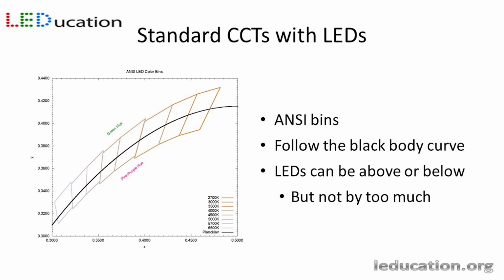While this is not a particularly colorful chart at this time, I just want to let you know if you are above these bins, then you're going to be in the green hue area, so that's been labeled on this chart. If you are below these bins, you're going to be in the pink and purple hue. So the LEDs can be a little above or a little below, but they're not supposed to be by too much. The whole purpose of these ANSI bins is to make it so that if you buy a 3000 Kelvin lamp from one manufacturer, you can also buy a 3000 Kelvin lamp from another manufacturer and have them be approximately the same color.